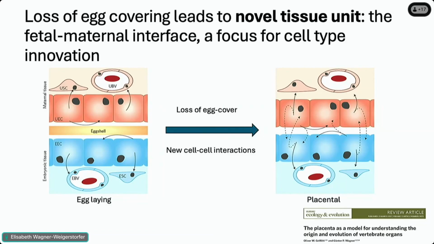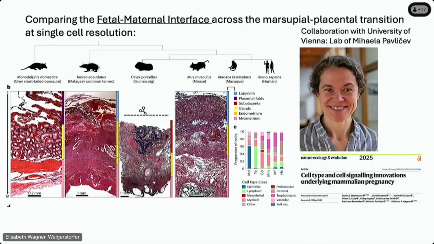Now, having realized that this is an interesting problem, we collaborated with Michaela Pavlicev's lab and my lab at Yale, still at the time, doing a comparative single-cell transcriptomic study with a range of mammals, going all the way to the marsupials, primitive eutherians, guinea pig and mouse, and published data from macaques and humans. That paper was published recently this year.